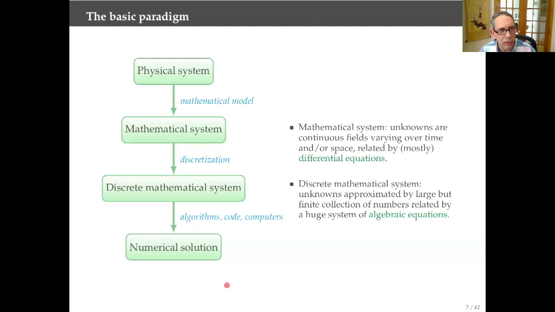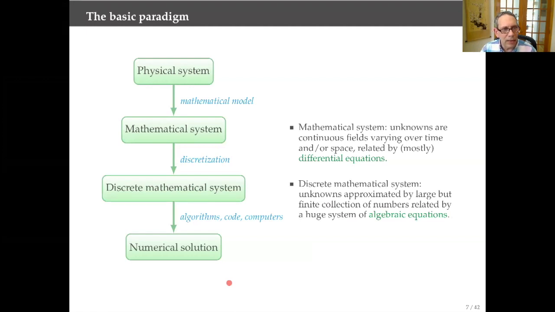So the first thing you have to do is a mathematical model that converts this to some sort of mathematical system. By a mathematical system, I mean the unknowns that you're trying to determine are continuous functions and fields varying over time and space, like the position and the orientation of the golf ball, the velocity field of the air, the density of the air, the pressure field, and so forth. And they're all tied together with a number of equations, and these are almost always differential equations.